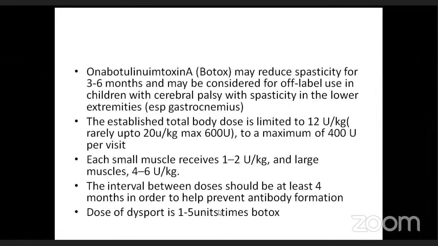However, the dose of Dysport is 1 to 5 times that of Botox. Some people use 3, some people 5, some people take the same value, 1 and 1. However, 3 to 5 I think is the most preferred one. 3 is the best. So if you give 1 unit of Botox, give 3 units of Dysport.